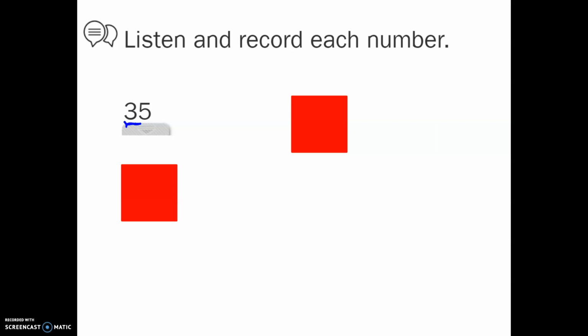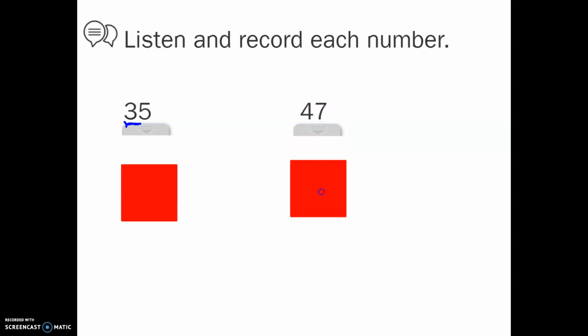Write down the number 47. 47 looks like this. Underline the number in the ones place. You should underline the 7. The value of that 7 is 7. That's what it's worth. 4 is in the tens place. The value of that 4 is 40. Erase those numbers.